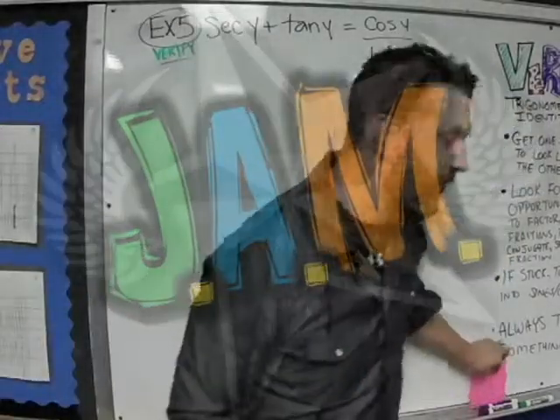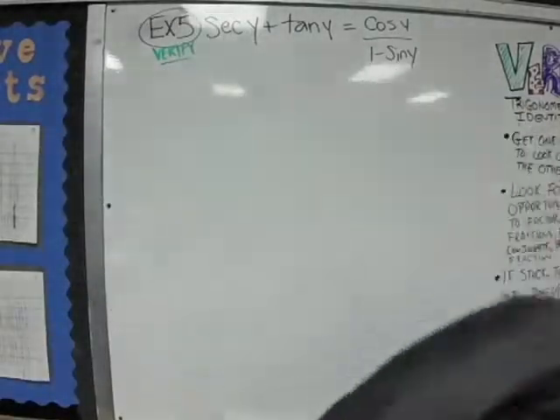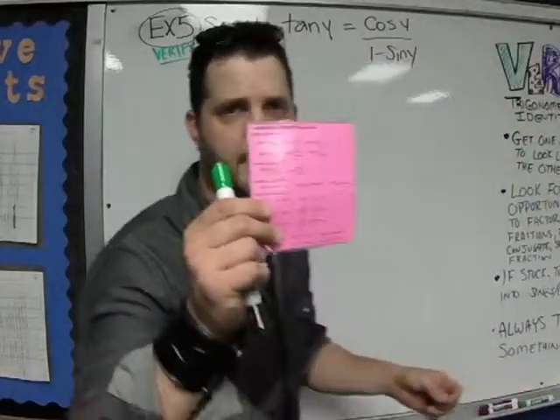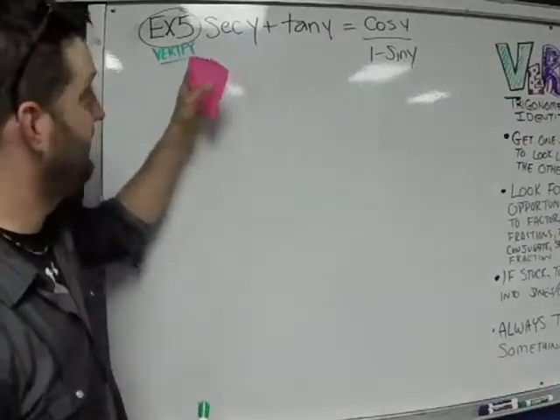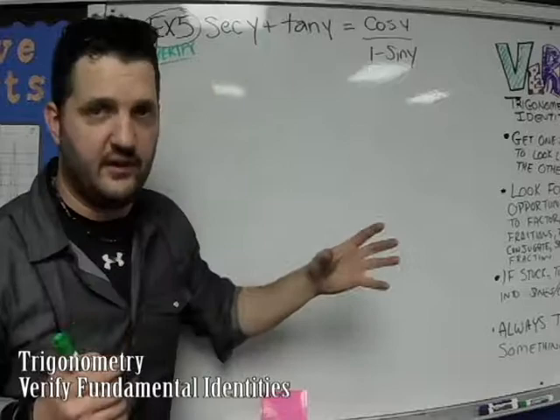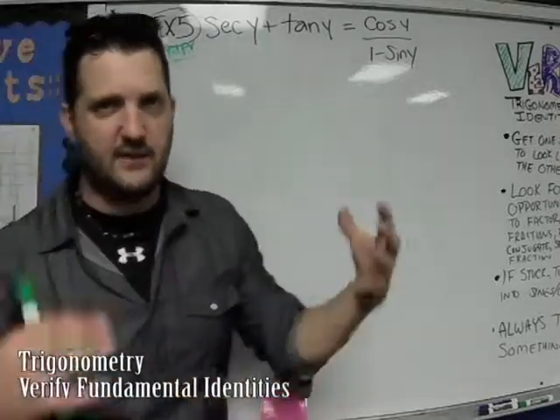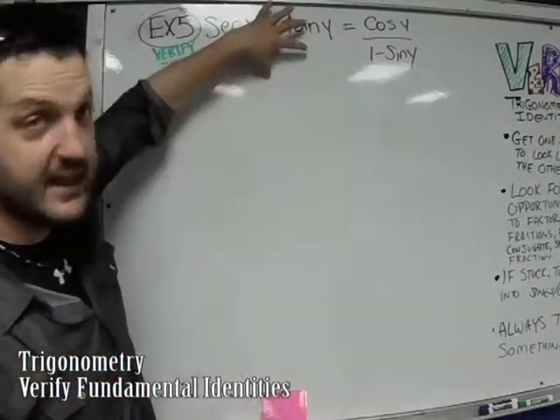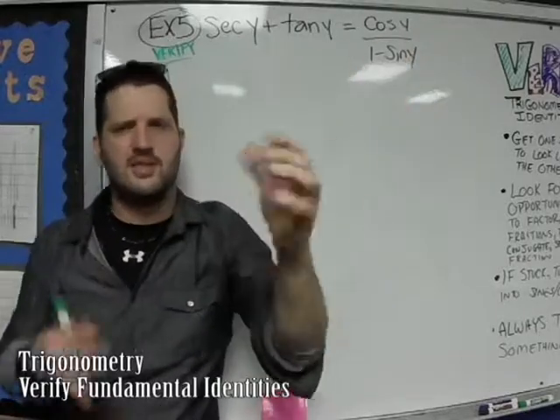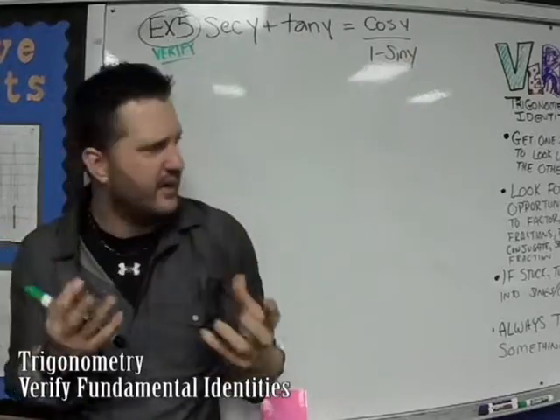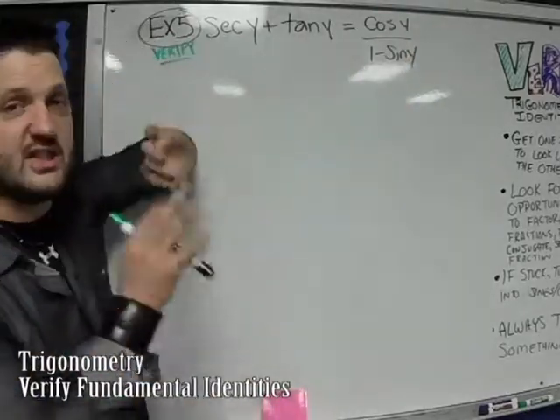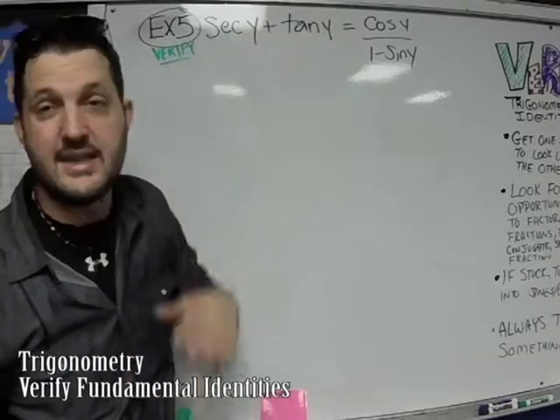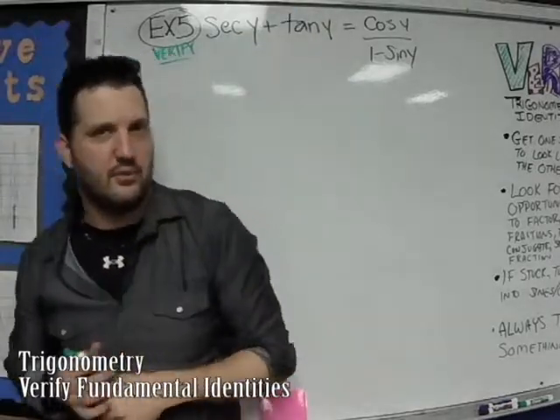We are with example 5. Dropping my paper here. Here we are with example 5, and we are asked to verify again. Remember what verify means. You have an equation this time. We got a left side and a right side, and the goal is to prove that these things are equal to each other. They're called identities because it's just a fact that the left side equals the right side. But you actually have to prove it.